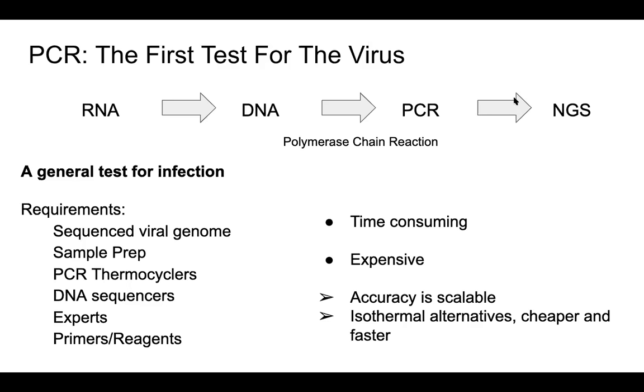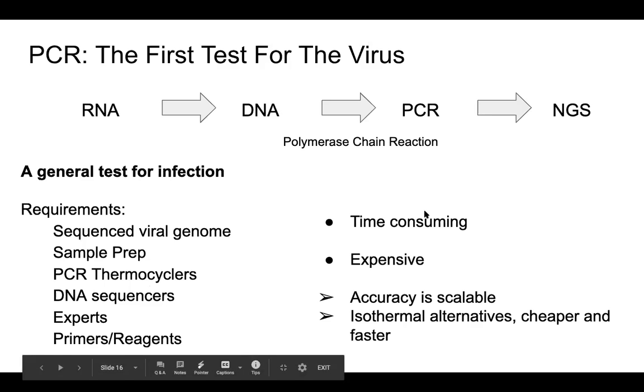And then with that, you can either analyze it, you can make it shiny with fluorescence, or you can do next generation sequencing, so DNA sequencing. But there's a lot of requirements. You need to know exactly what the virus genome is. There's sample prep. You need some equipment. You need experts and whatnot.